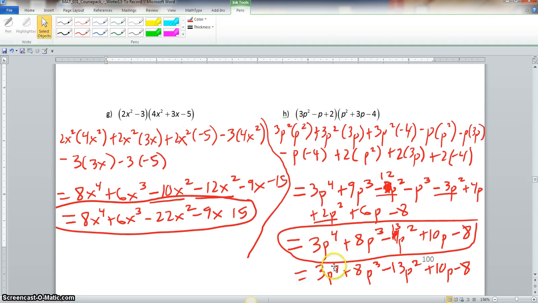Now this 4 had messed up a little bit, so I need to rewrite it. So let me go ahead and rewrite that really quick. So this should have been a regular looking 4. So it's 3p to the fourth plus 8p cubed minus 13p squared plus 10p minus 8.